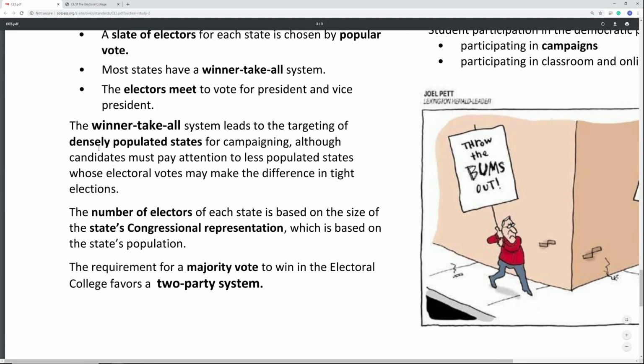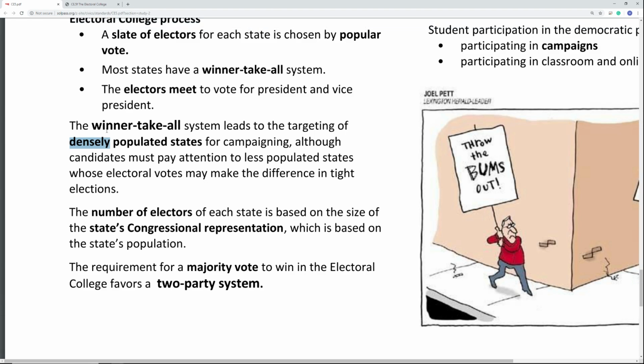So here's a word I didn't use a ton. I used it today during the review. But densely just means tightly packed together. Think of your science with your solid molecules. So that's going to be your places like New York City, Los Angeles.